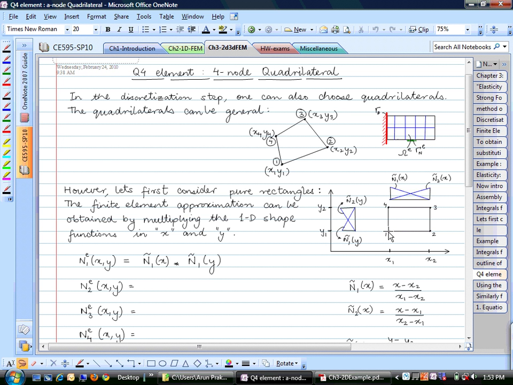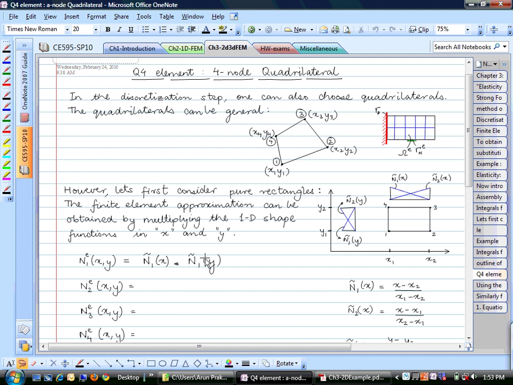If you go to node 1 and pick this n1x, this is a shape function that varies from node 1 to node 2. It has value 1 here and goes to 0 here. And similarly, consider this shape function n1y for the y direction. It has value 1 here and goes to 0 here. So if you multiply those two, you get a shape function for this node 1.